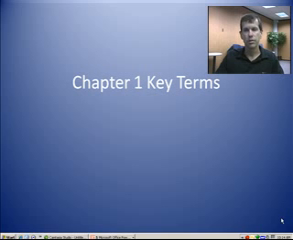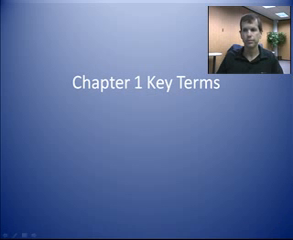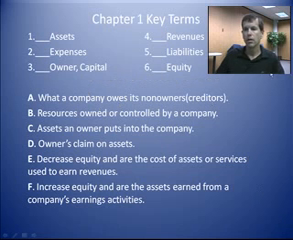I've picked out some terms that we will use in every single chapter in this book, and thought that it would be good to reinforce the knowledge of some of these very important terms. So I've set up a matching problem that I thought we would review some of these terms with. So we've got 6 terms in this matching problem: assets, expenses, owner's capital, revenues, liabilities, and equity.